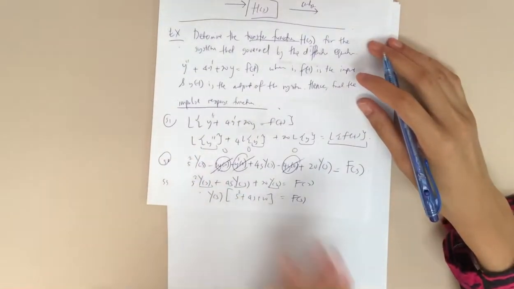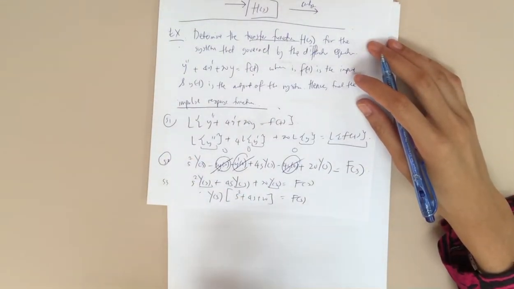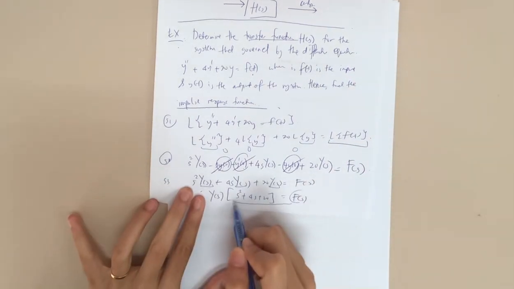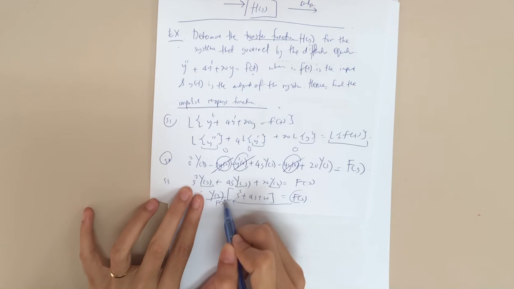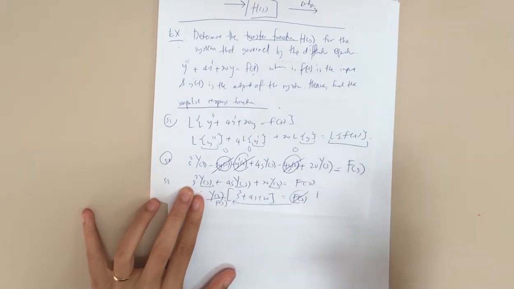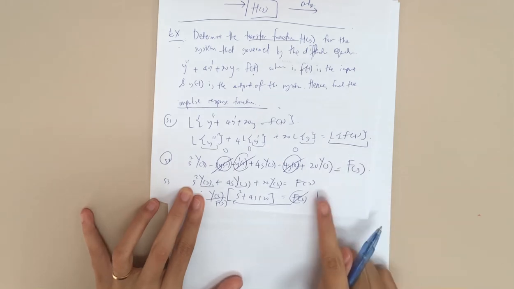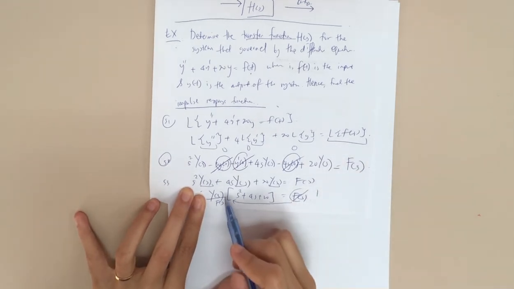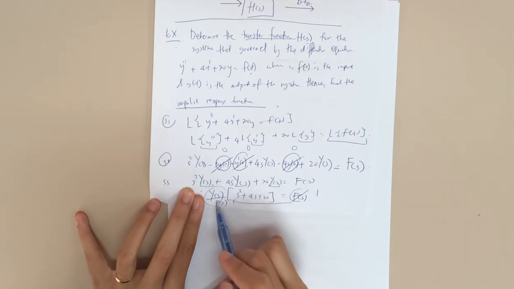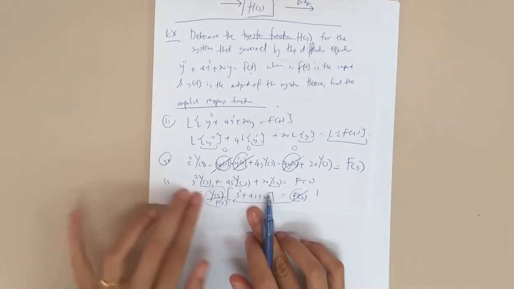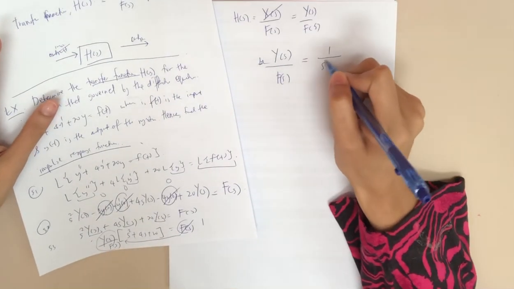How about the right hand side? At the right hand side now we just have 1. Because we already brought F(s) to this side, at the right hand side it will be 1. It's not 0, it will be 1. It still has a number here. And we just want to have Y(s) over F(s) at the left hand side. So what we do for this one, we bring s squared plus 4s plus 20 to the right hand side.